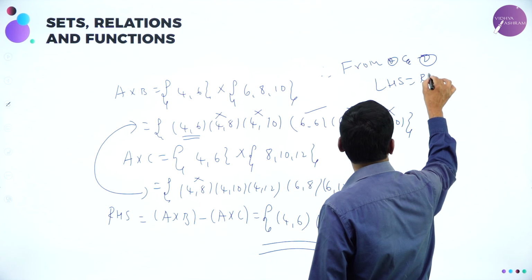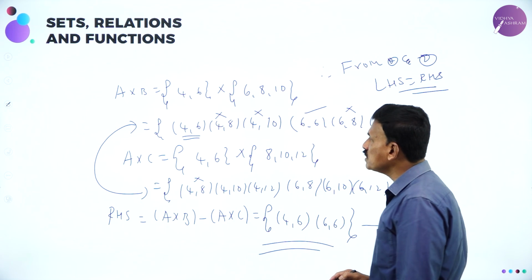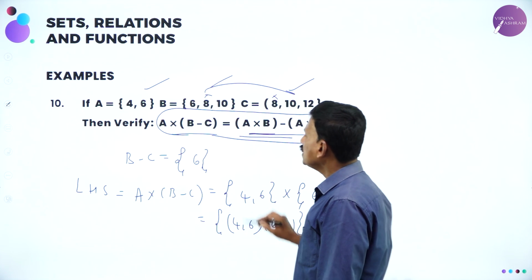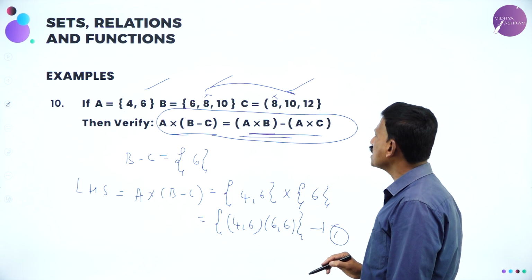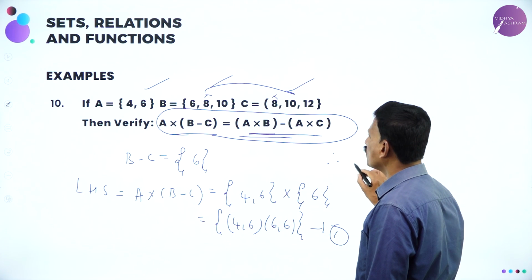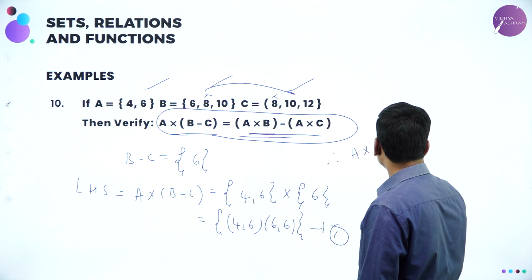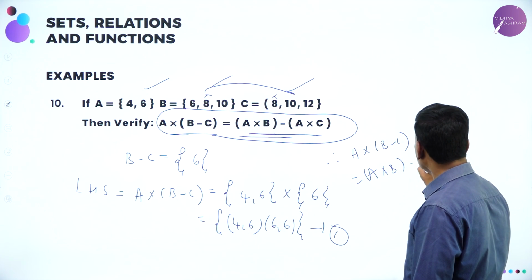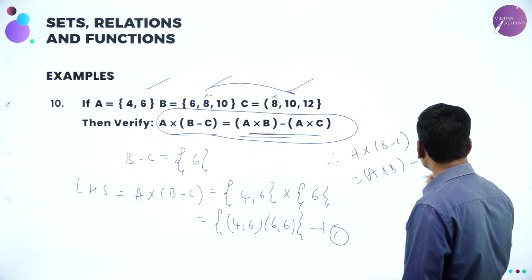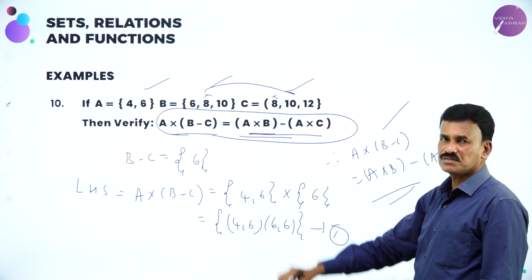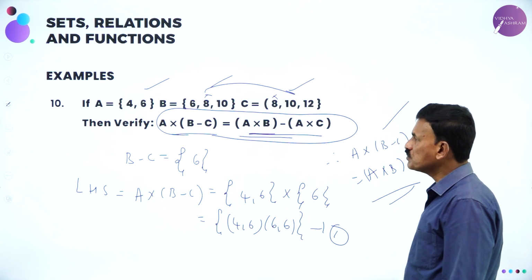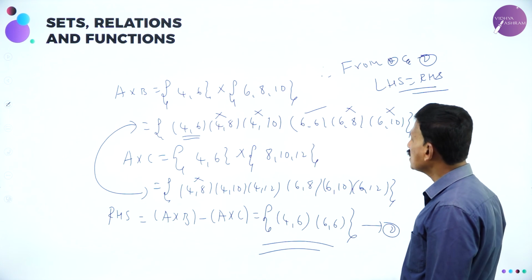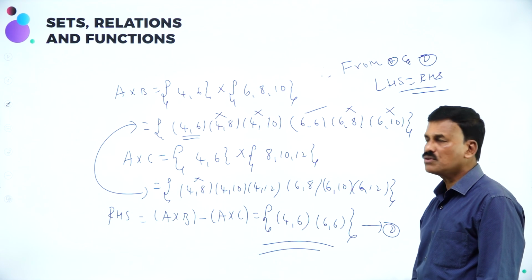So from 1 and 2, LHS is equal to RHS. Therefore we can say that this relation A cross (B minus C) is equal to A cross B minus A cross C is satisfied. That is verified, that is to be proved. That's what we have verified. LHS is equal to RHS.